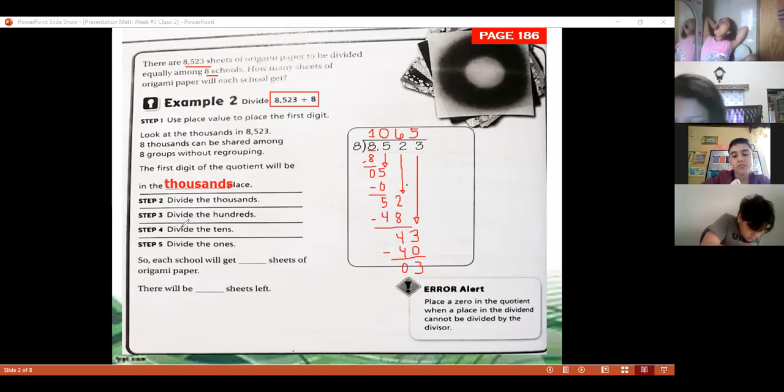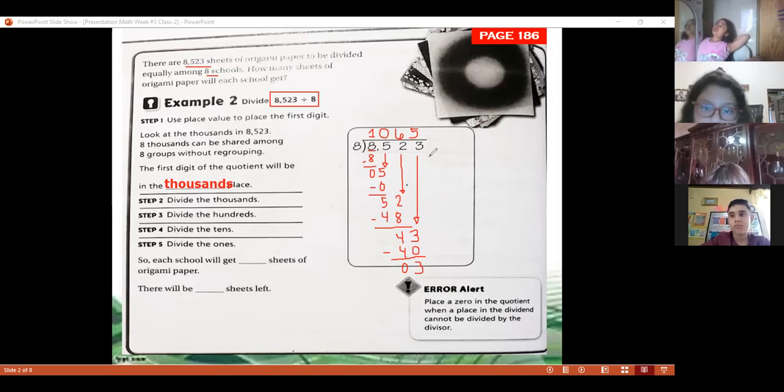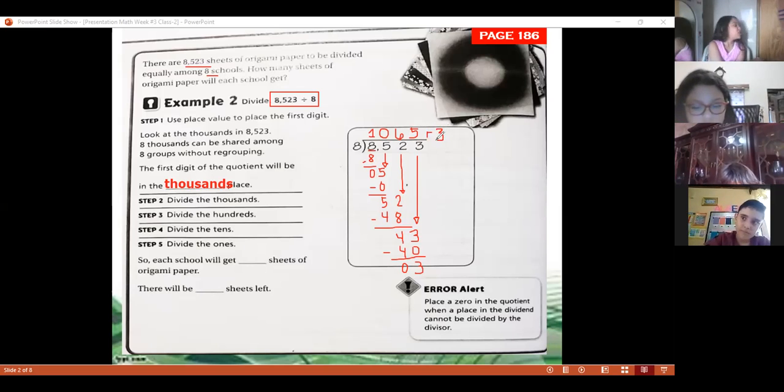Now, it says step 5, divide the ones. We finished with the ones. We don't have any number to put down. So this number 3, what is this number 3, class? The remainder, that's right. So we write remainder 3.